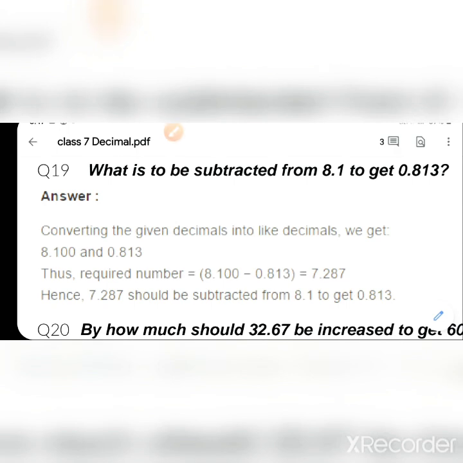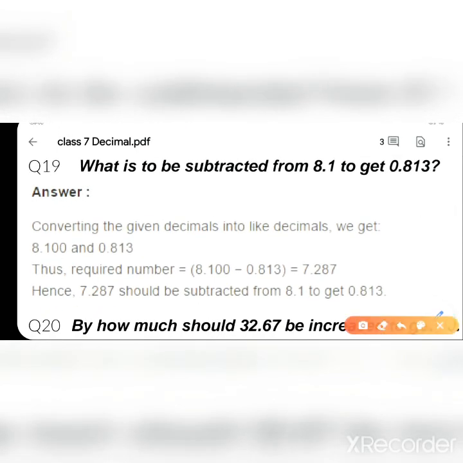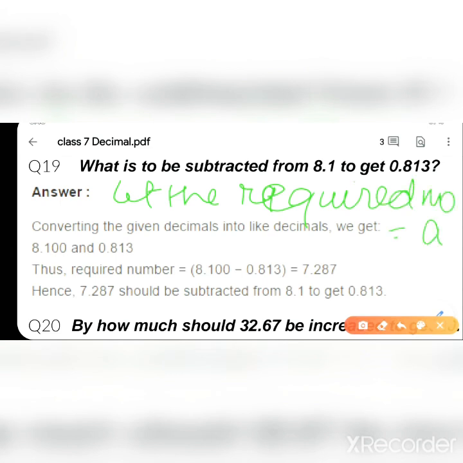What is to be subtracted? You can write here in this way. In the previous question also you can write that let the required number be a. Then what do you need to do? What needs to be subtracted from what? So let's subtract a from 8.100. You need to read it individually. All the digits in the decimal portion should be read individually.